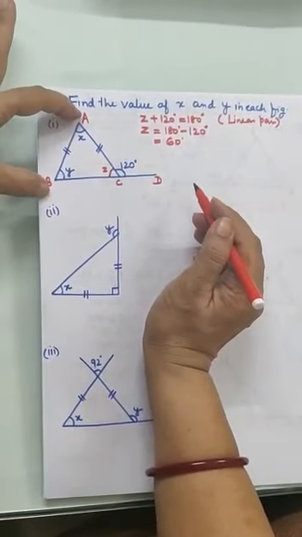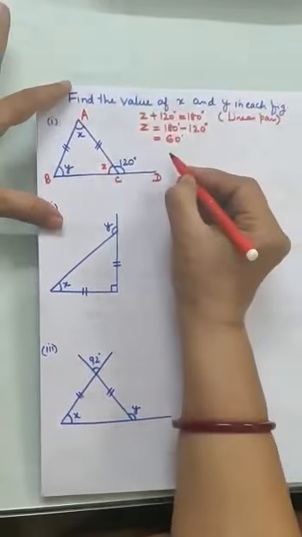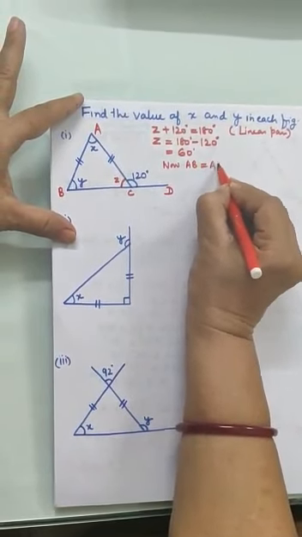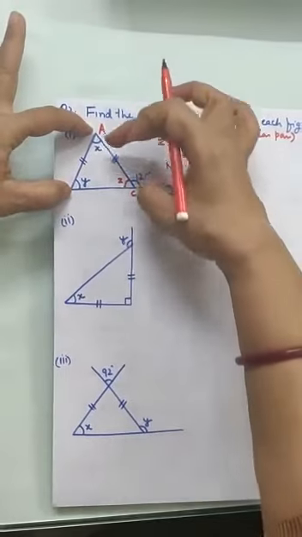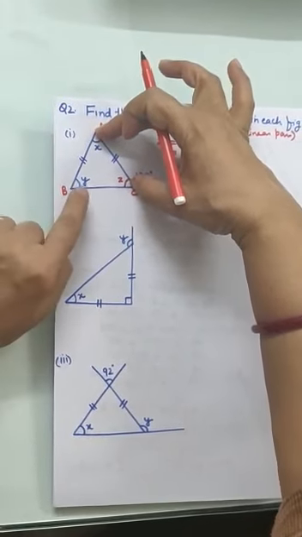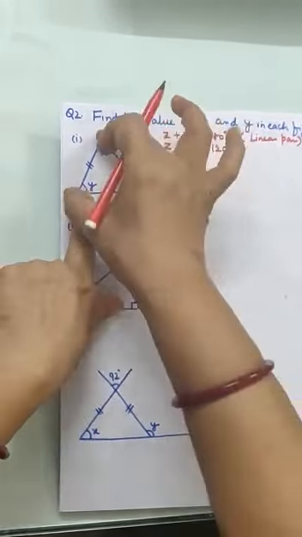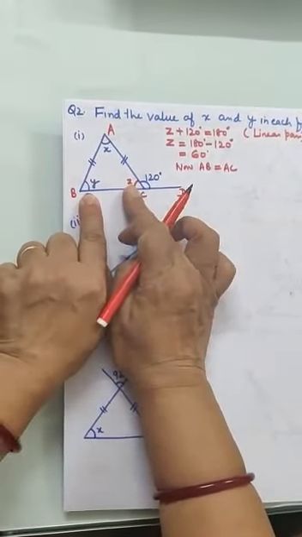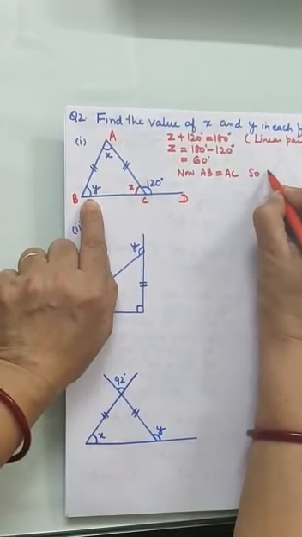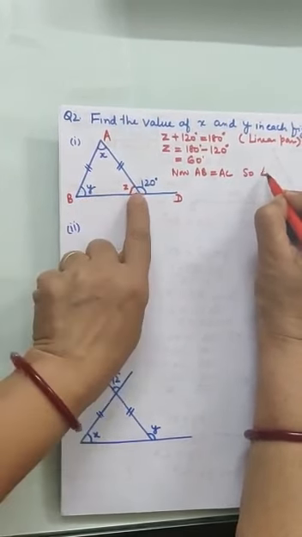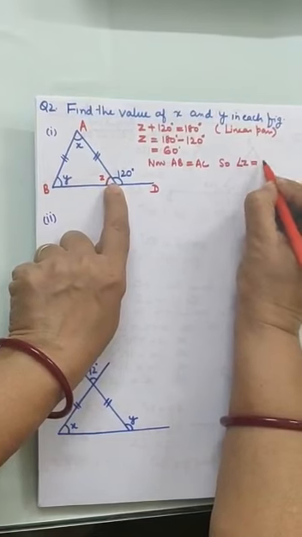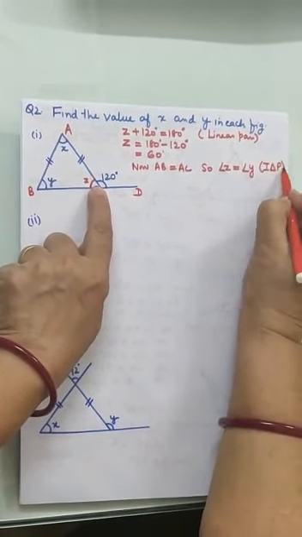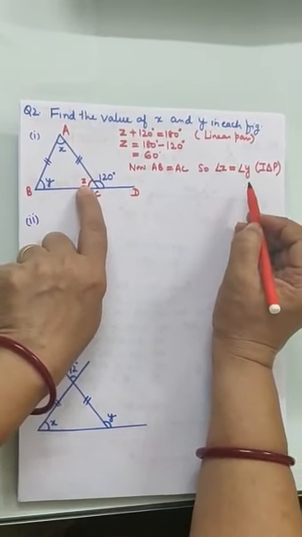Now you see here AB is equal to AC. If AB is equal to AC, it means the angle opposite to AC, this Y, and the angle opposite to AB, which is angle Z, these two are equal. So angle Z is equal to angle Y. Reason here, isosceles triangle property. Now angle Z was 60 degrees.